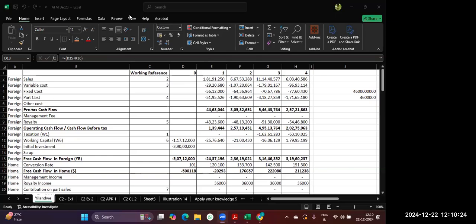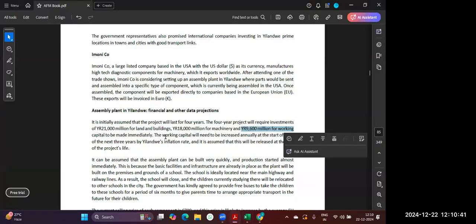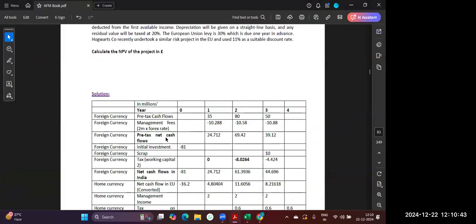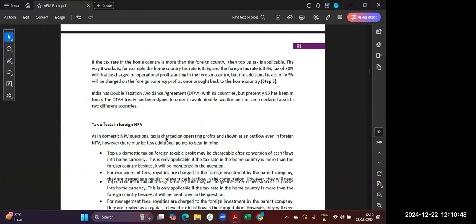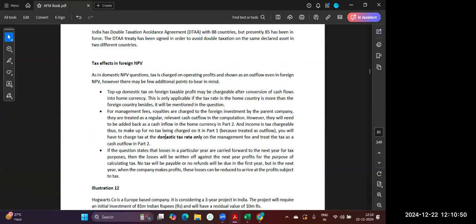Once I have finished everything in the foreign country, what do I need to do? Convert into home currency. I will bring that money to home currency. What is the conversion rate from rands to dollars? Current spot. 120.1.